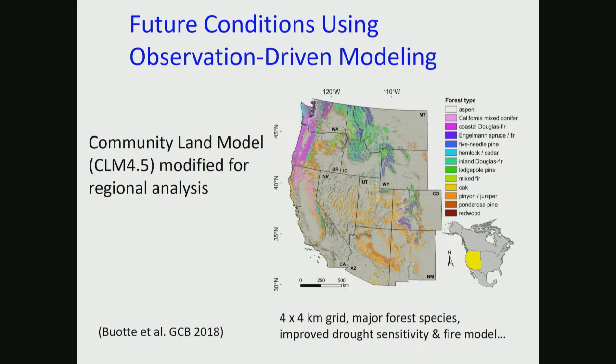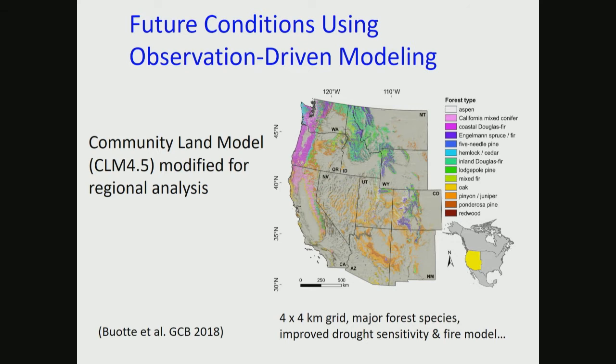Future conditions. We decided to use the community land model because it has such great carbon and nitrogen linkages, and it's also appropriate. It has a built-in fire model as well as harvest model, and we've been using it really for more like 10 or 15 years as it's grown and changed. But we reduced the grid scale down to 4 by 4 kilometers so that the GCM, general circulation model inputs, capture the variation in climate with the mountain range and so forth.